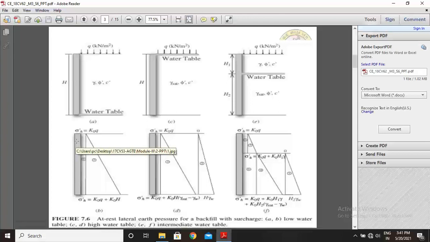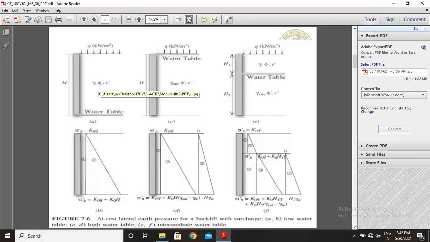This is the first diagram with respect to the first case. This is the surcharge load's pressure distribution diagram, that is a rectangle, from top to bottom. The surcharge load is acting along the height of the retaining wall, so we calculate the lateral earth pressure, sigma h dash, as K0 into Q. And this is the triangular diagram.